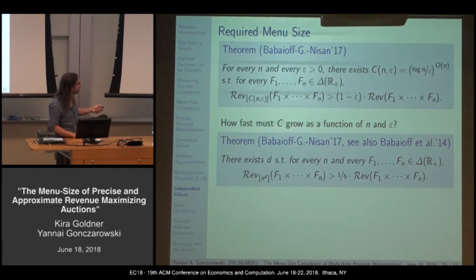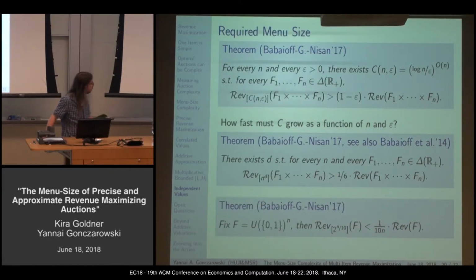So here's the corollary from both theorems. There exists D such that for every n and every product distribution, menu size n to the D gives you at least 1/6 of the optimal revenue. So polynomial menu size can guarantee some constant fraction. That's nice. On the other hand, we show that sometimes you must have exponential menu size.